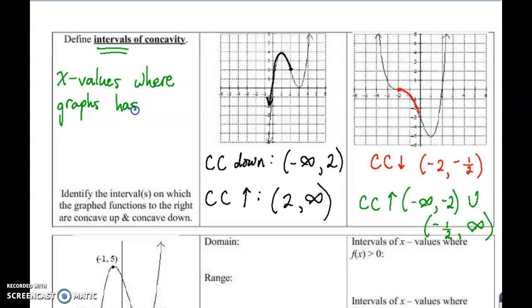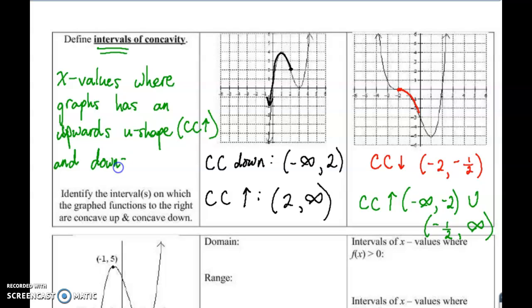How about this? Has an upwards U. Up. That's a terrible up. Upwards U shape. That's for concave up. Concave up. And a downwards U shape. Downwards. I'm really struggling right now. U shape. That is concave down. And hopefully that definition matches what I talked about over here.